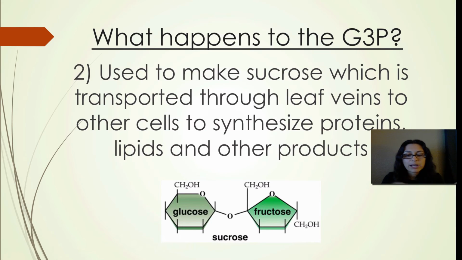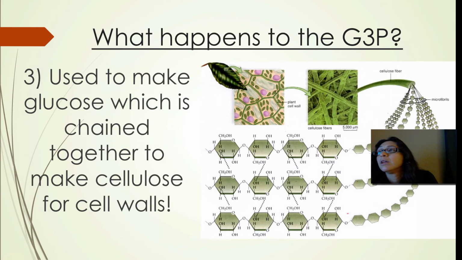Second thing, it can be used to make sucrose. So sucrose is how sugars kind of get around through the plant. Sucrose is a disaccharide, and it transports through the plant, through the different veins and different transport areas. And once it gets to different cells throughout the plant, that sucrose can be broken apart and rearranged in order to make your proteins, lipids, and other products needed for the plant.